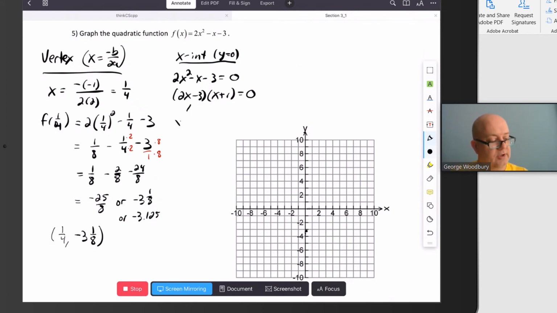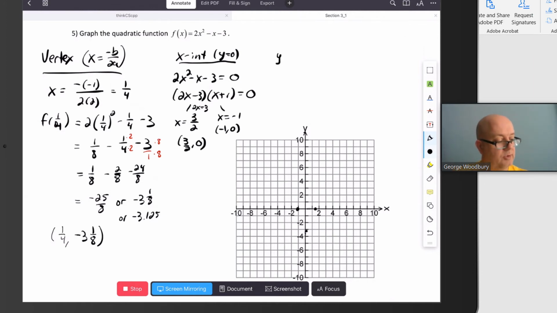2x minus 3 equals 0. Add over the 3. We have 2x equals 3, and then you can divide by 2 to get that solution, x equals 3/2. So 3/2 comma 0. That's at 1.5 on the x-axis. The other one, we get to x equals negative 1 pretty quickly. Negative 1 comma 0. That's over here.